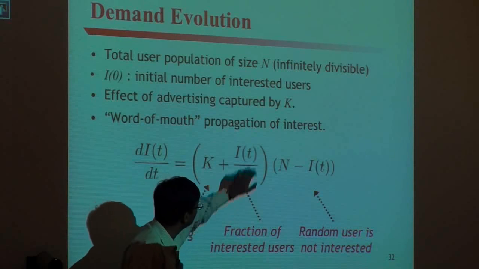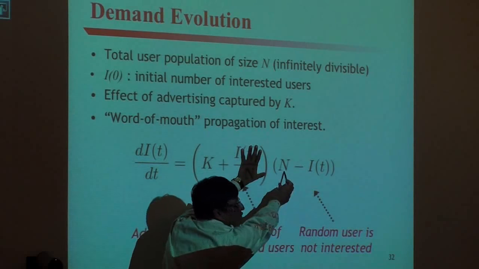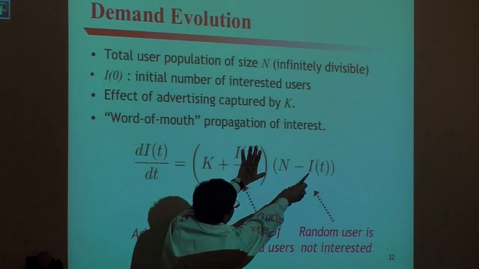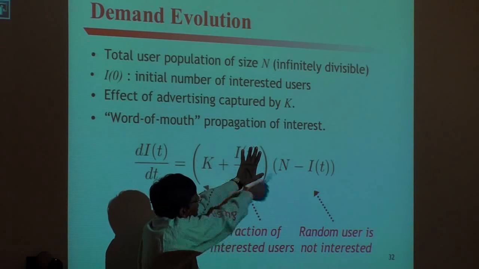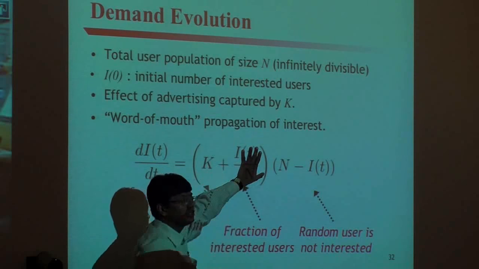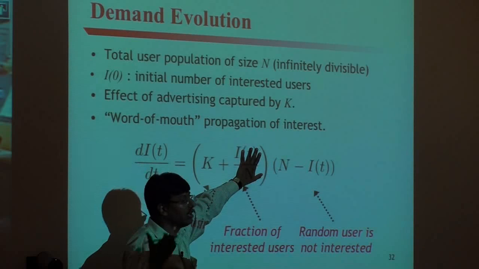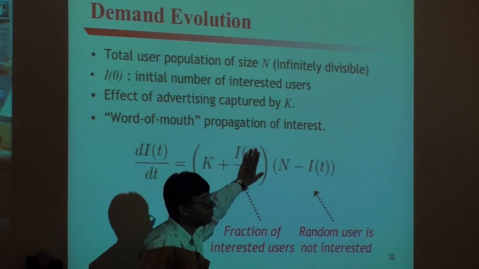The idea is the following. So there are so many interested people right now, right? And n is the total number of people. So n minus I are the people who aren't interested right now. If I advertise, it reaches a constant fraction of the people who aren't interested. So k is a constant which describes my advertising budget. Maybe I do television, billboards, whatever, and it reaches some constant fraction of the population.